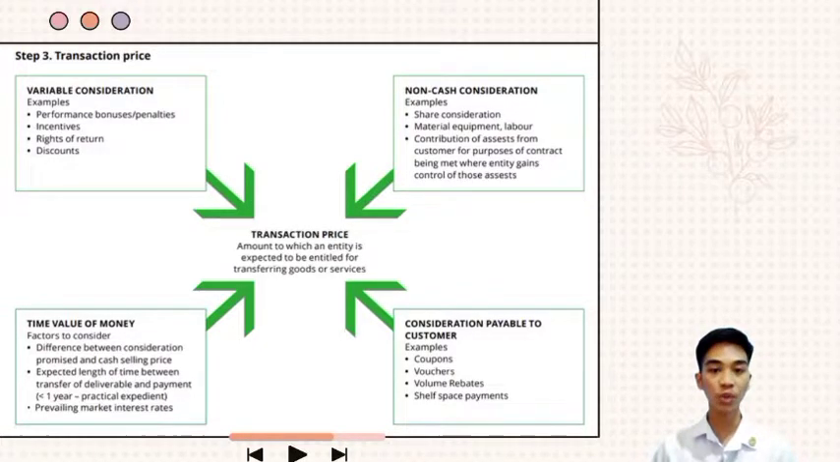The next factor is the non-cash consideration, like share consideration, material equipment, labor, and the contribution of assets from the customer for the purpose of the contract being met, where the entity gains control of those assets. And lastly, the consideration payable to the customer, which includes coupons, vouchers, volume rebates, and shelf space payments.